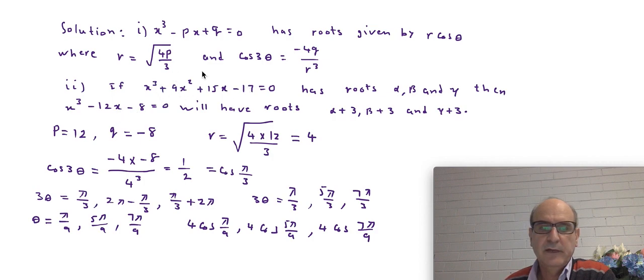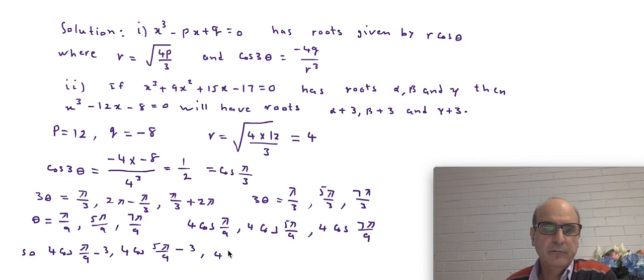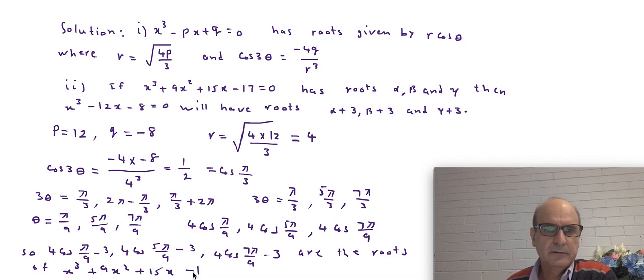And now to get to the roots of that, all we need to do is take away 3 from the roots. So 4 cos pi on 9 minus 3, 4 cos 5 pi on 9 minus 3, and 4 cos 7 pi on 9 minus 3 will be the roots of the original equation. So they are the roots of x cubed plus 9x squared plus 15x minus 17 equal to 0. Thank you for your attention.